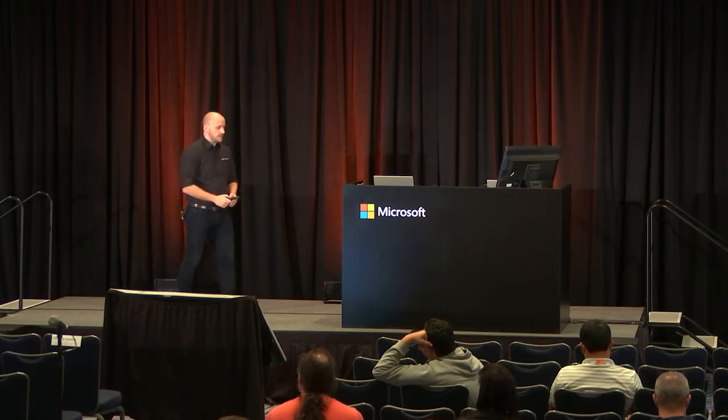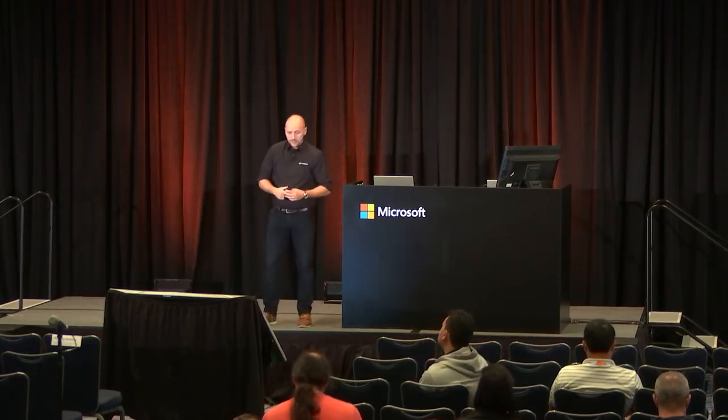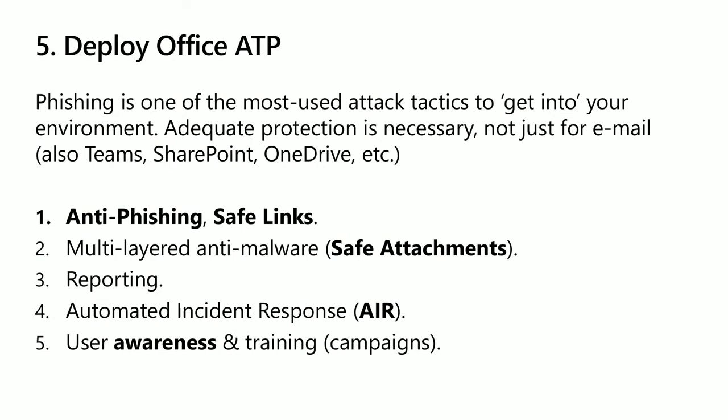Step 5, Office ATP. Going to make a bold statement, right? If your email is in the cloud or even on premises, using EOP, Exchange Online Protection, without ATP today, in my opinion, is no longer sufficient. With all the types of attacks that exist, and with an increased focus of attackers on phishing, not having an additional layer or an additional feature of intelligence on top of default mail filtering exposes you to a whole scenario of threats.